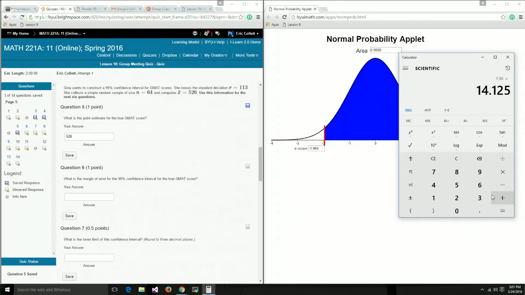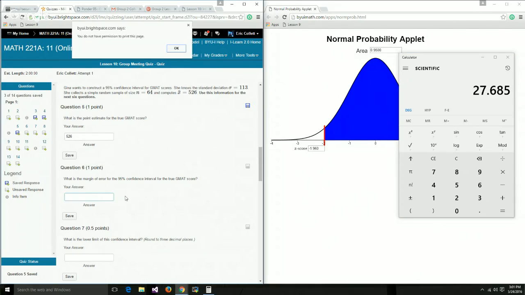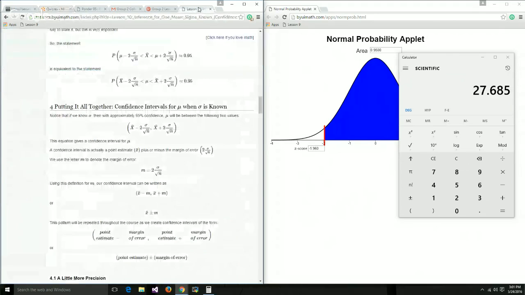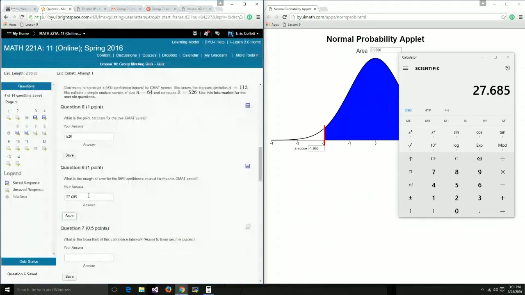I'm using Excel instead because Excel works better for me. So this is what I got. It doesn't say to round to 3 decimals, but I hope it's right. Did you get this, Louis? Do you see what I got? Yeah, 27.685. That's correct. That's what I get too.